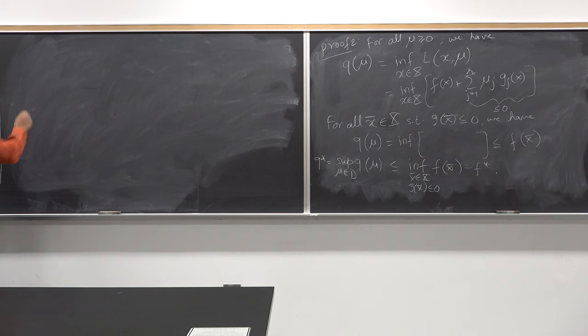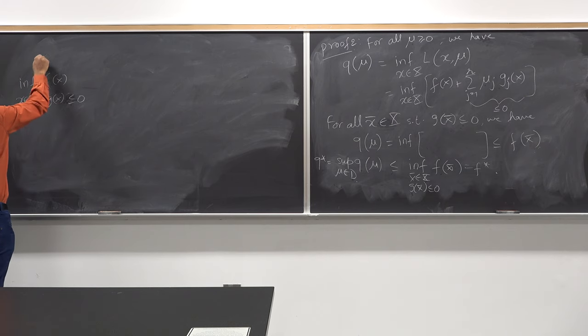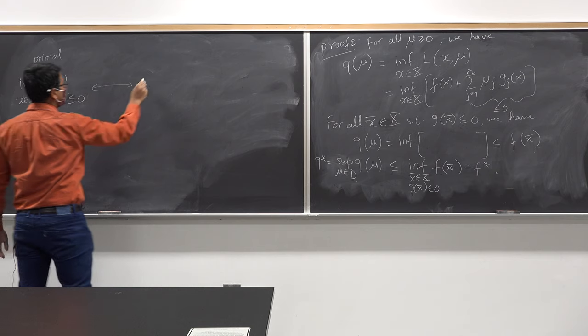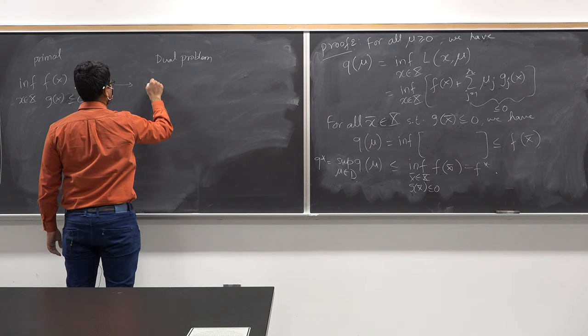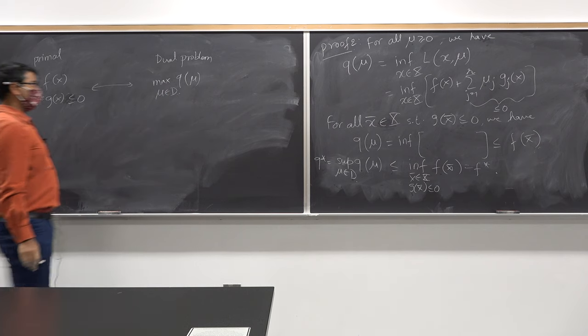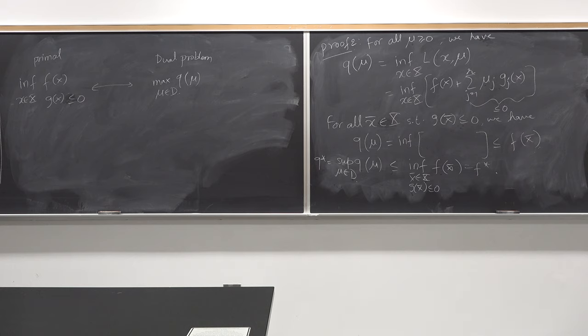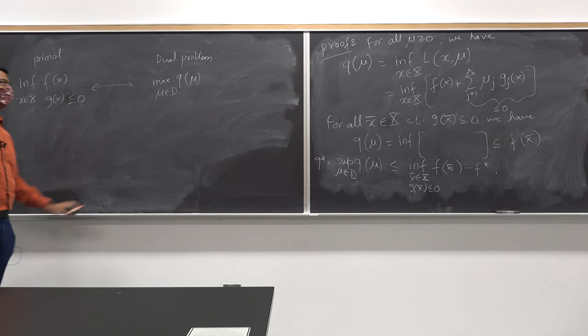So this is what we are going to do in the next class. I'm going to talk about the primal problem, and I'm going to talk about how you get the dual problem, which is max of q of mu. We'll talk about it in the context of linear programming. We'll start with a linear program, and then we'll try to come up with a dual problem, which would also be a linear program. So that's the first thing we will do in the next class.